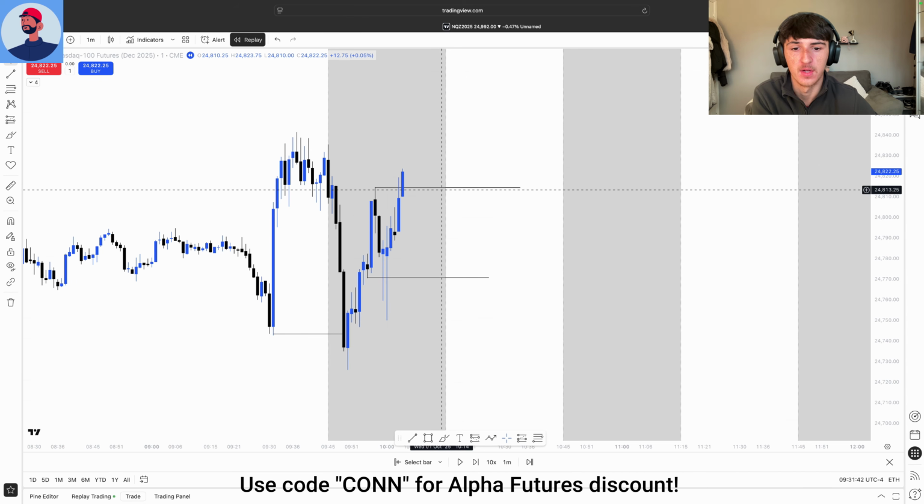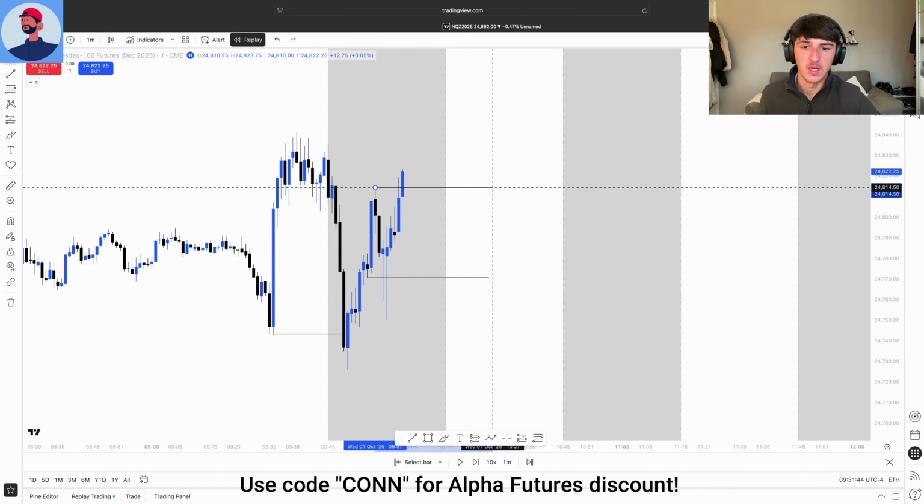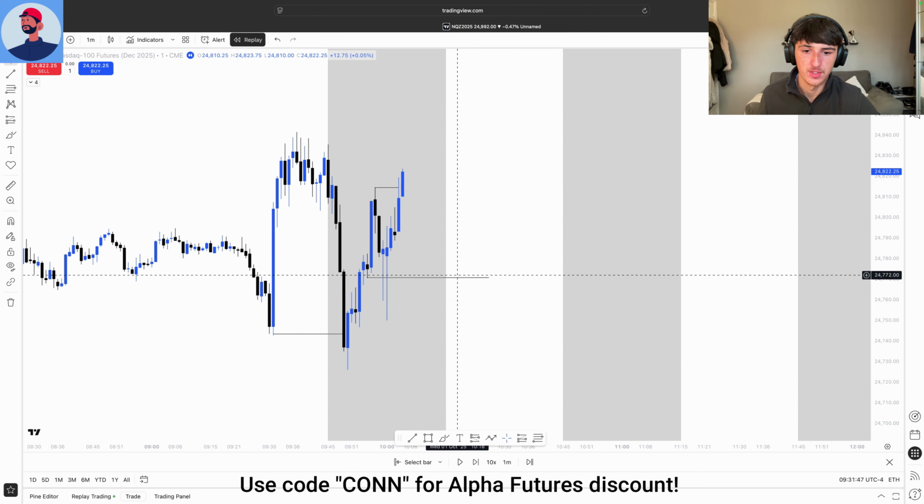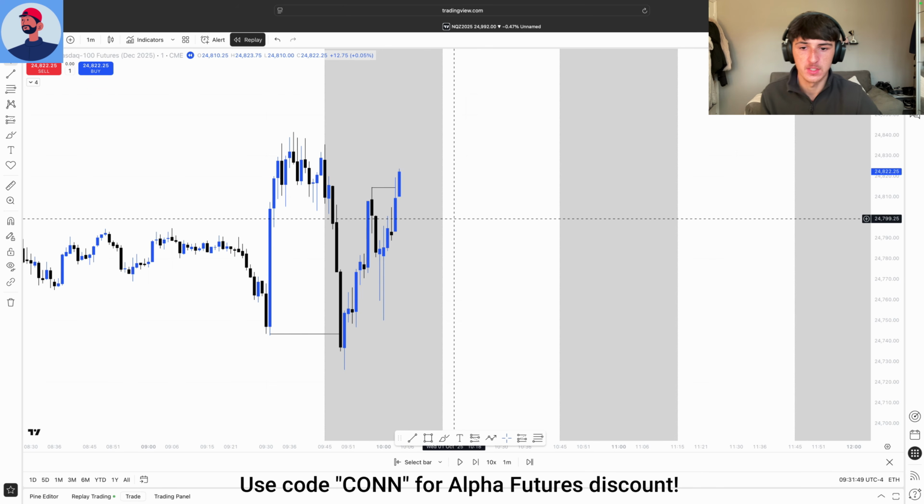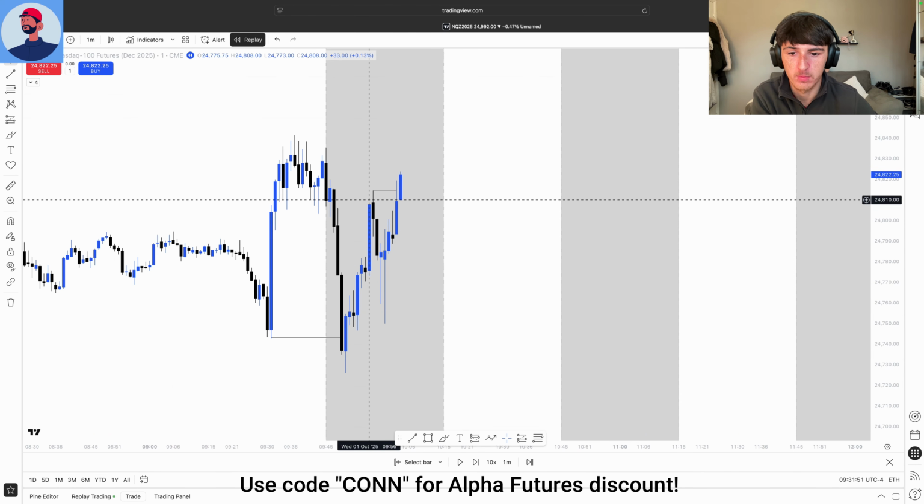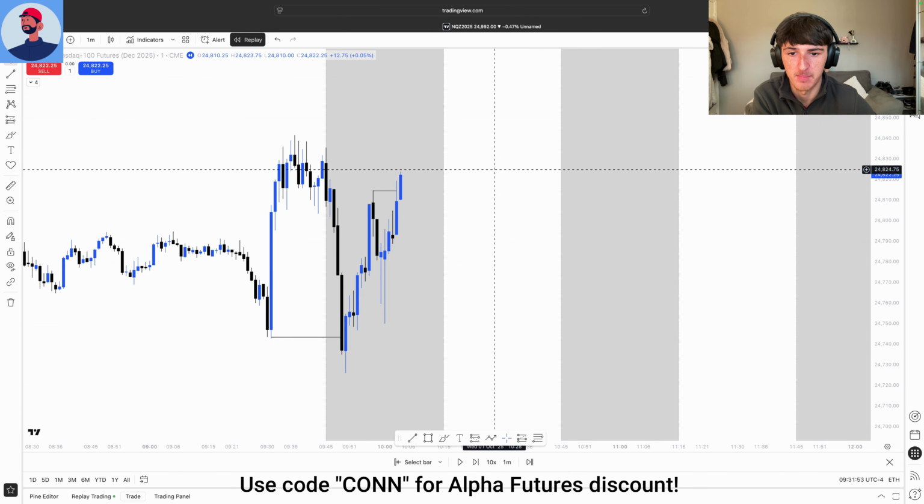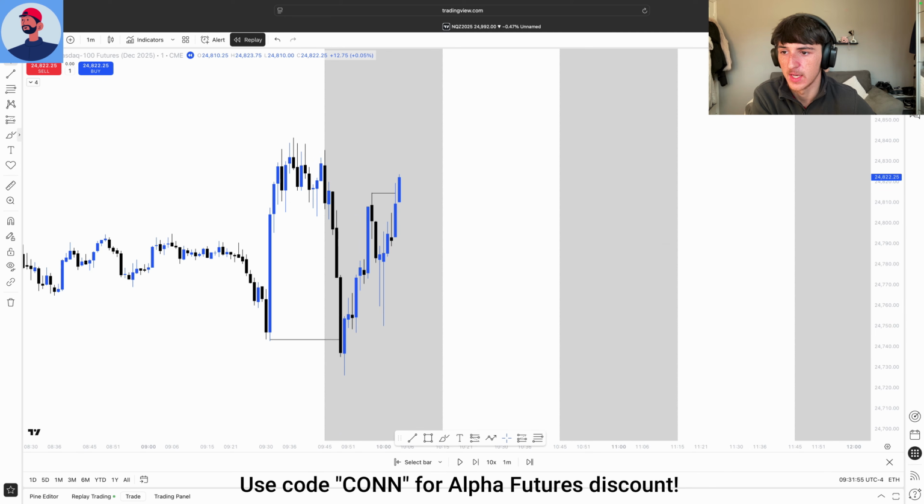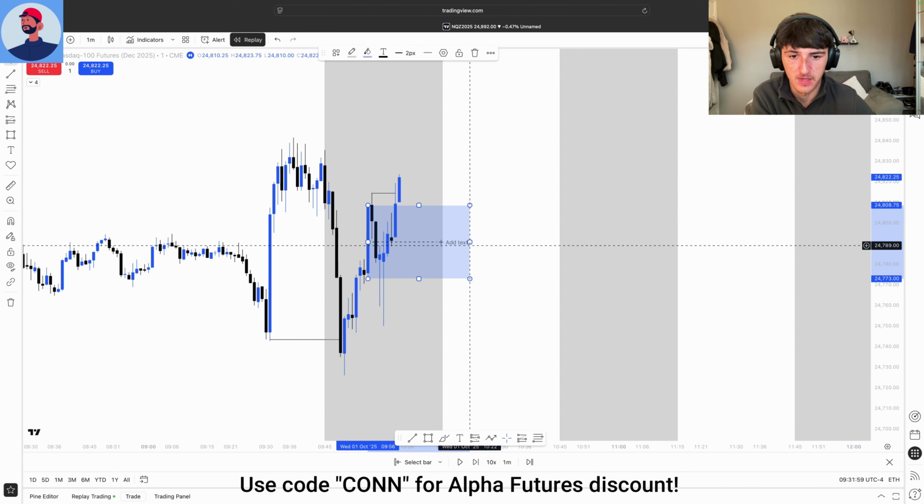which we get here. Now that we've broken structure to the upside, this is now where we look for our entries. We know that we're bullish, our bias is bullish. We've had a clear unicorn model, we've swept sell side liquidity, immediately flipped back up. This is now where you can start marking out your breaker blocks and your fair value gaps.